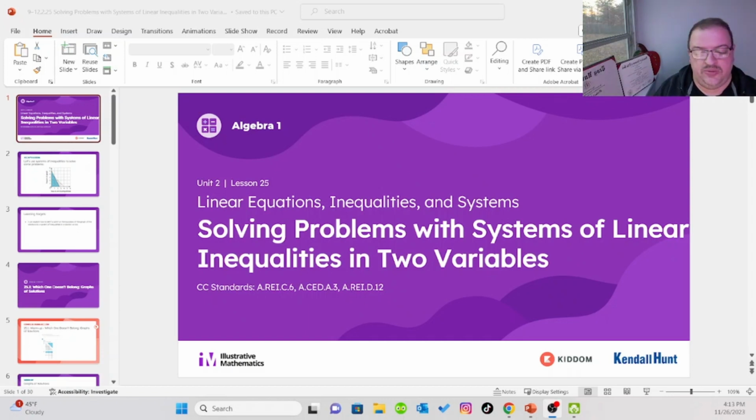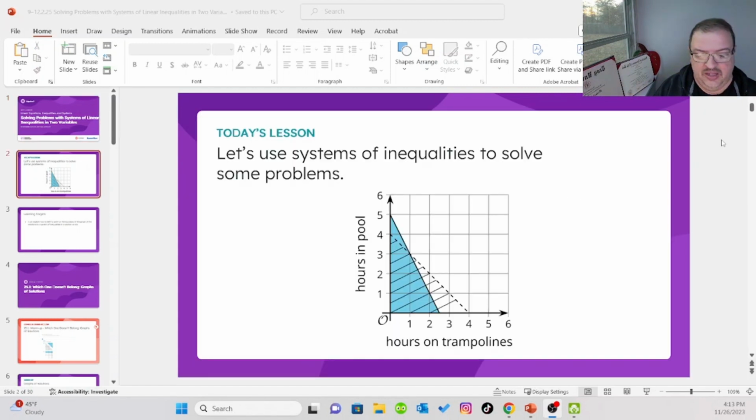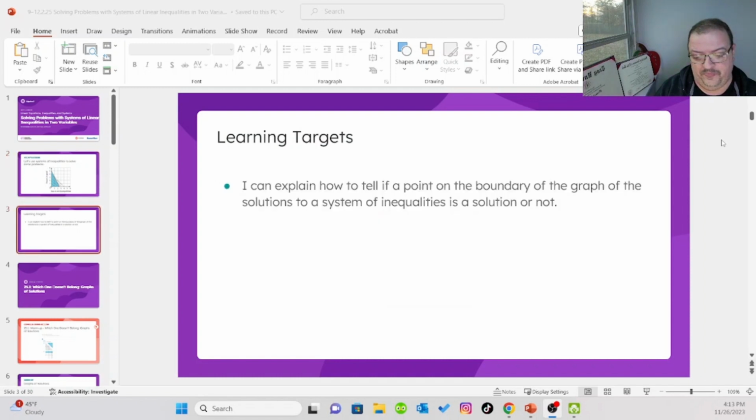Welcome to Unit 2, Lesson 25, titled Solving Problems with Systems of Linear Inequalities in Two Variables. In this lesson, we're going to focus on using systems of inequalities to solve problems. We only have one learning target today. You should be able to explain how to tell if a point on the boundary of the graph of the solutions to a system of inequalities is a solution or not.